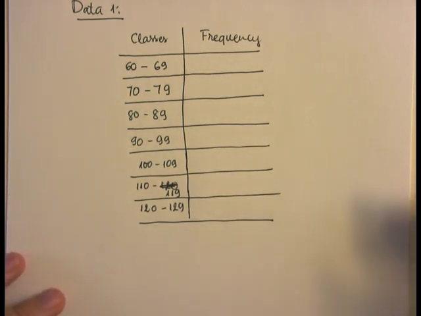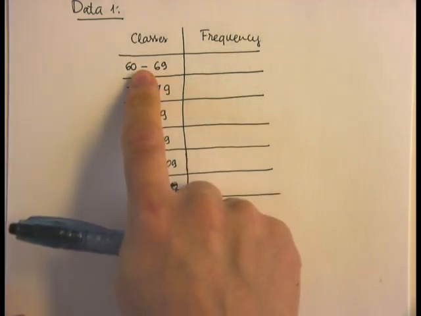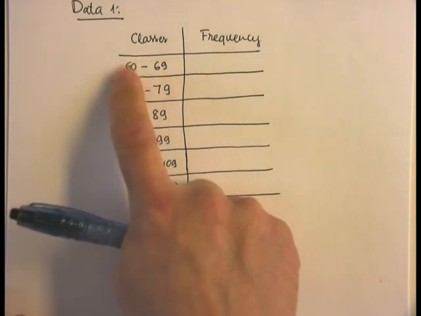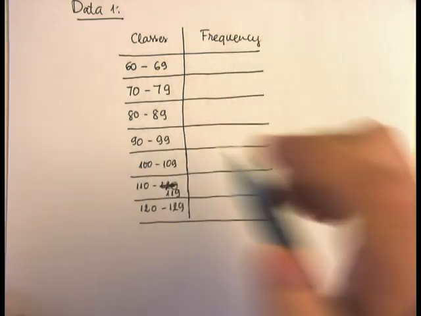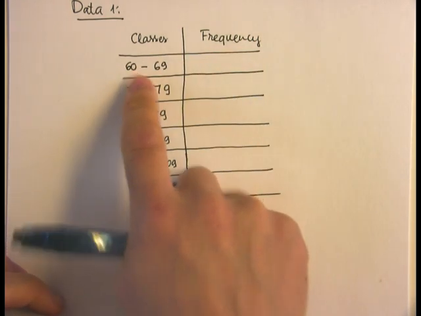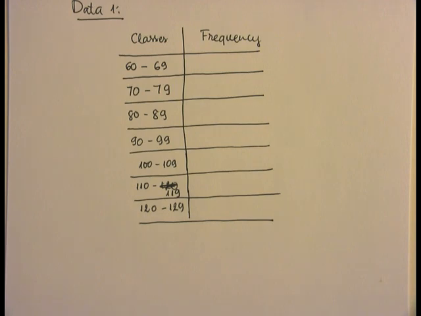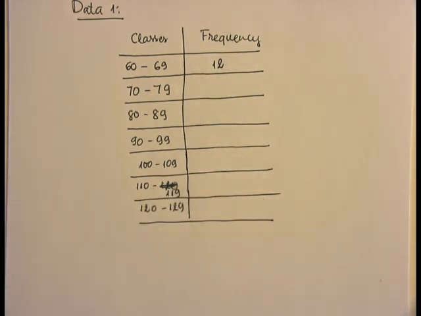Okay, so now for the frequency, what happens here is that you're going to go back to your data set 1. You're going to count how many values belong to this class, how many values are within this range, within this interval. So now I see that 60 belongs to this class, 64 is in this class, and 68 is in this class. So I'm going to count all those together. So let's see, there are 3 60s, there are 4 64s, and there are 5 68s, so that would make it 12 for my first class.